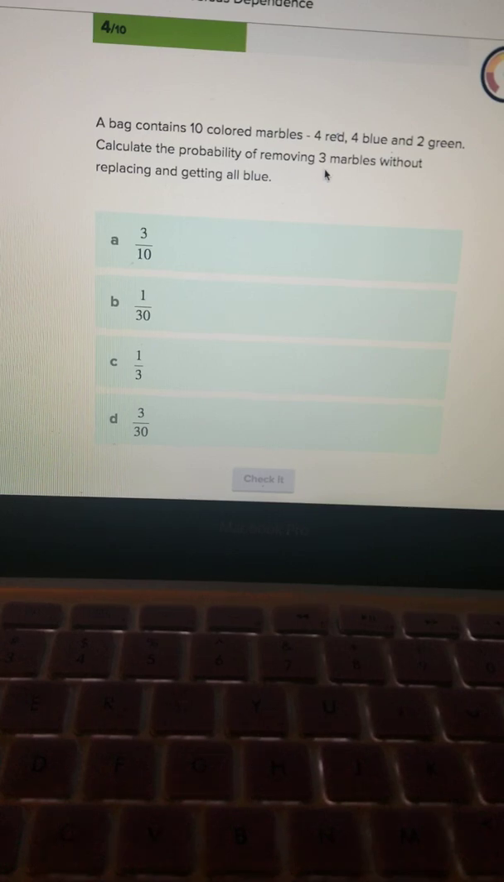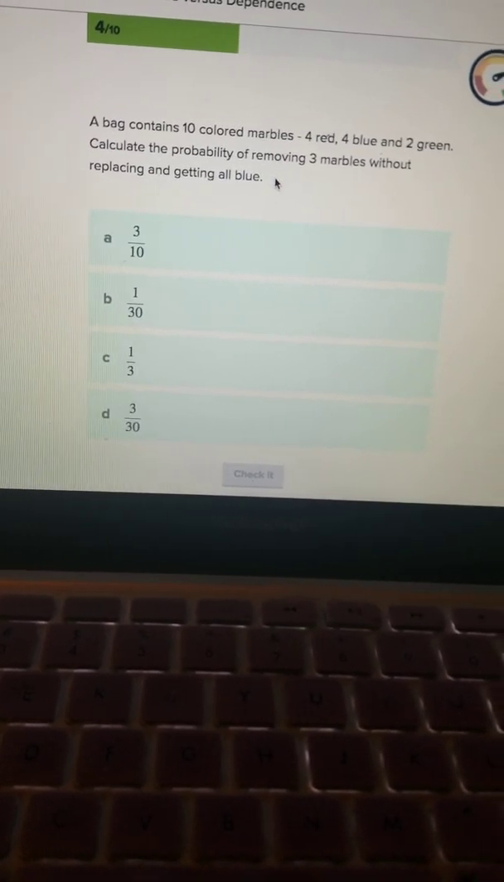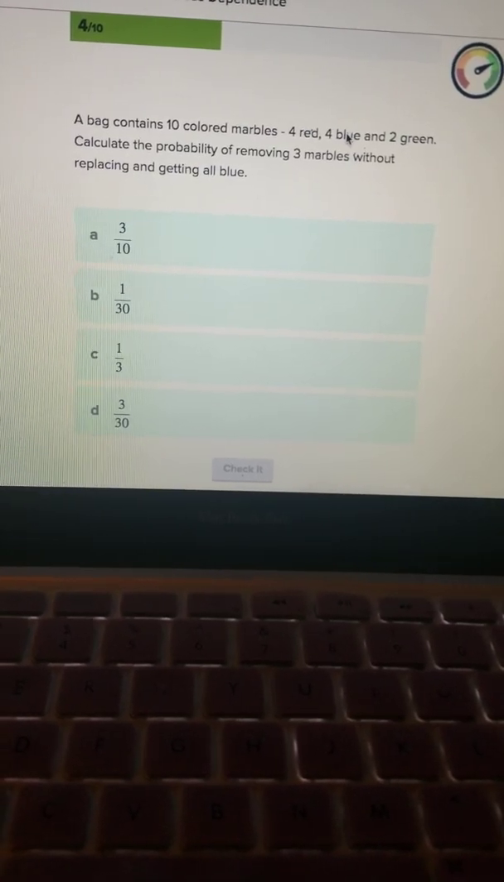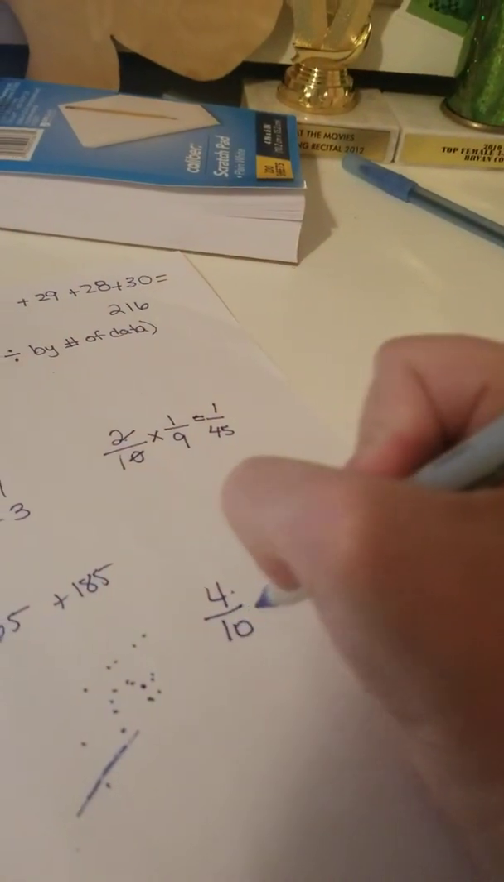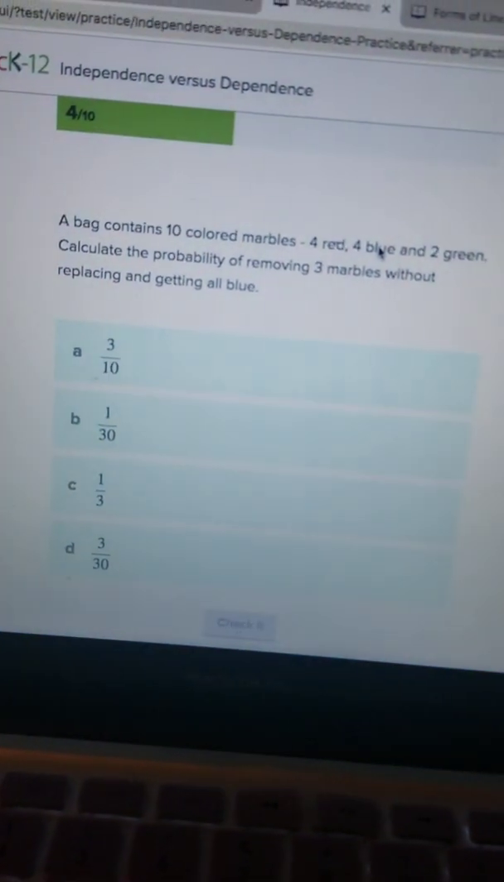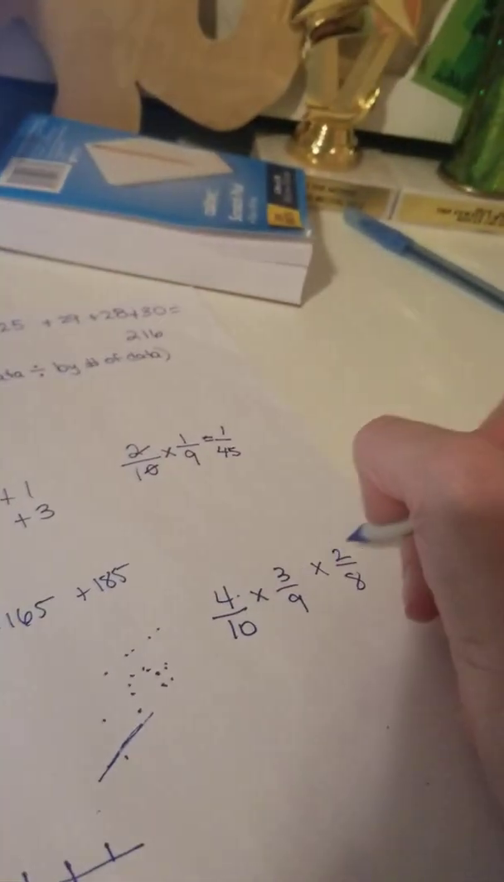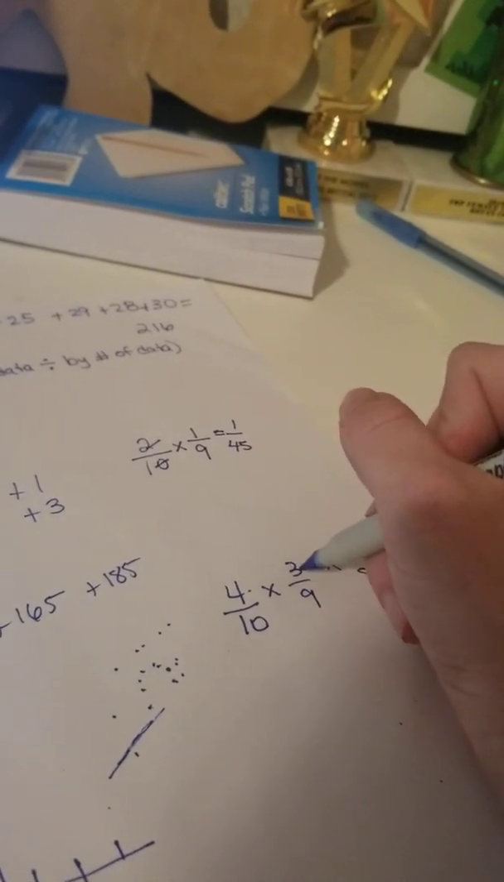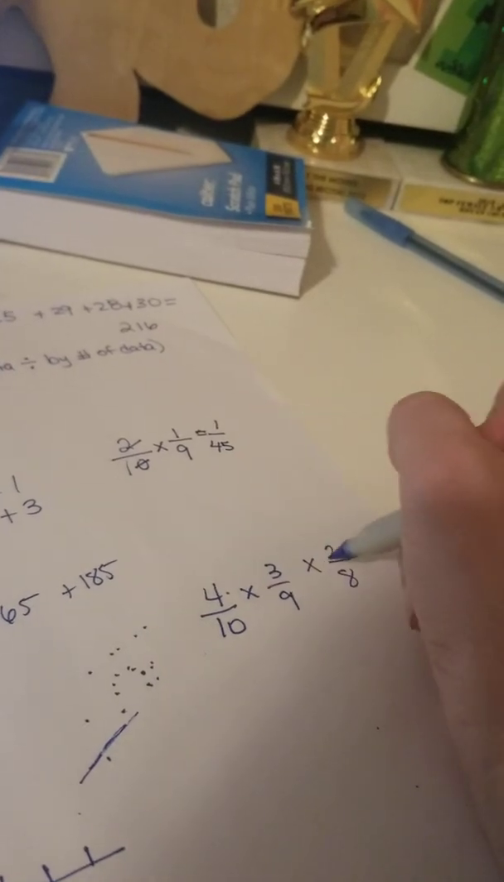All right, 10 marbles. Calculate the probability of removing 3 without replacing, dependent, and getting all blue. All right, so blue is 4. 4 out of 10. And then the next time will be 3 out of 9. And we have to do it 3 times. So another one would be 2 out of 8, because we took 1 away. Now there's only 3, but we also took 1 away from the big pile. Now we multiply these all out.